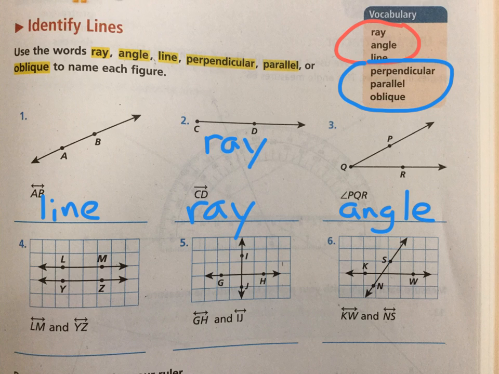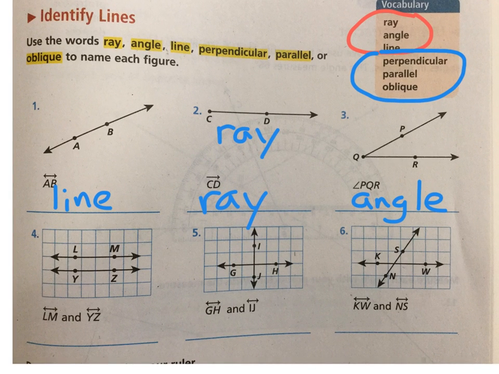All right. Now we're going to look at 4, 5, and 6 and look at perpendicular, parallel, and oblique. Let's look at number 4. Number 4 has 2 lines, line LM and line YZ. They're going in the same direction. They're never going to cross, so we call them parallel lines. 2 lines that never intersect or never meet.